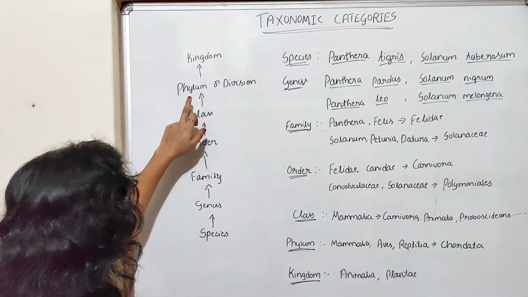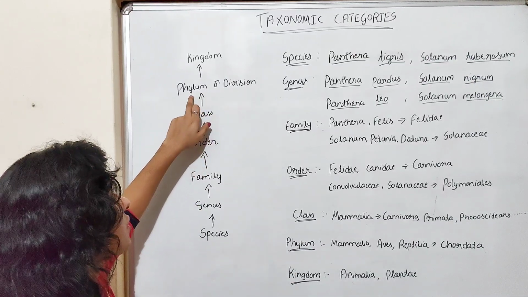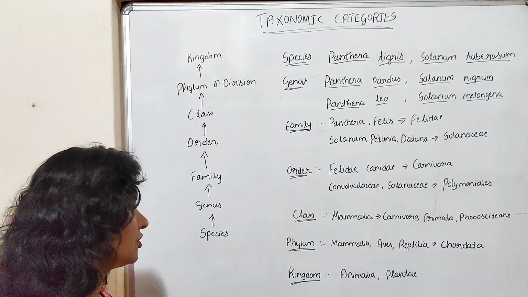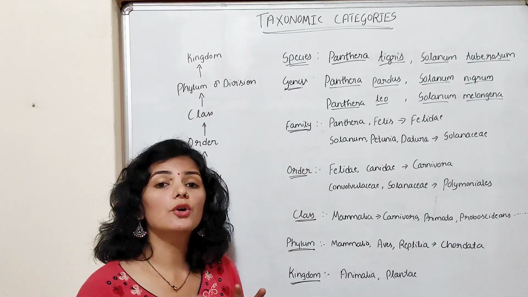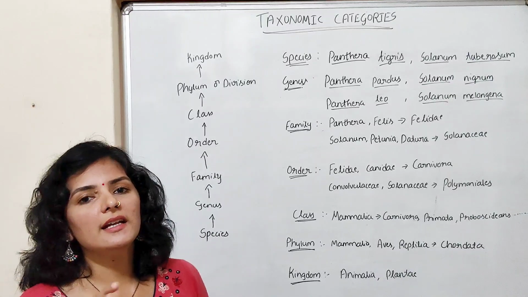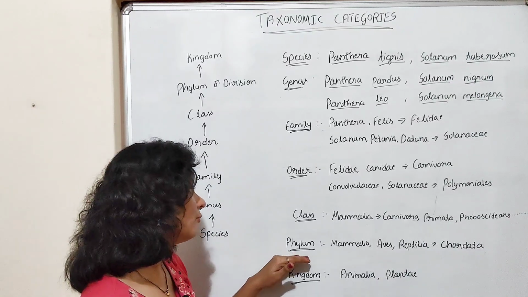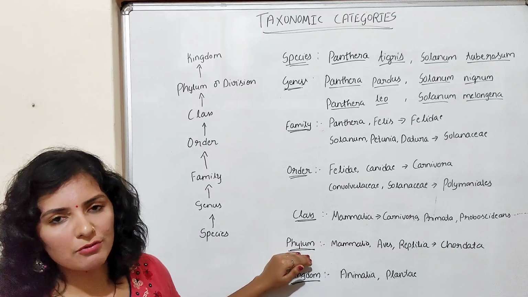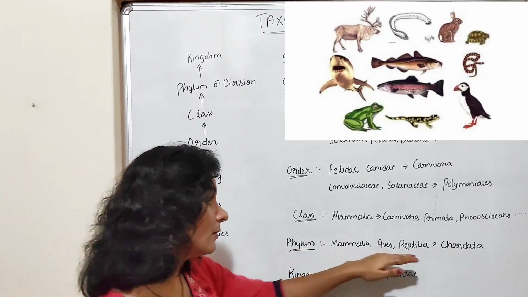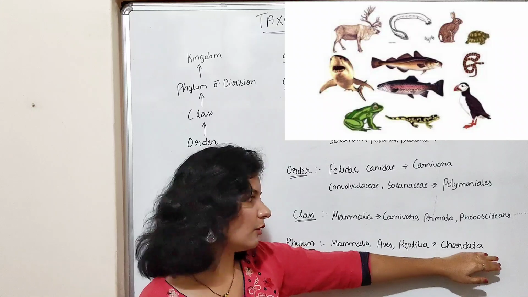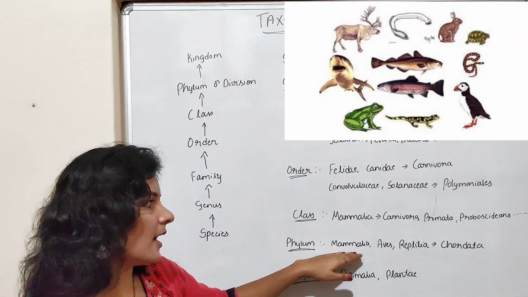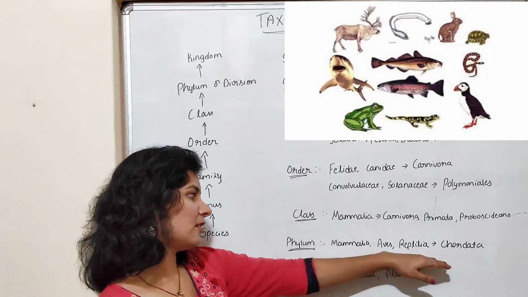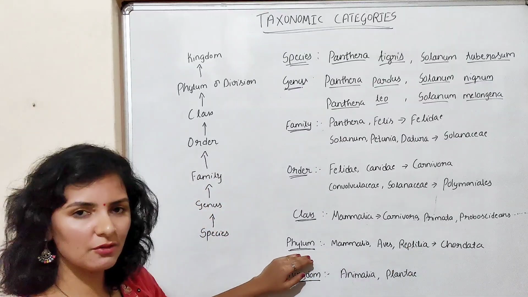Next higher category is phylum or division. It is called phylum in the case of animal, and in the case of plant it is called the division. So phylum consists of a group of related classes grouped together to form a phylum, and phylum shares very few common characters, the fundamental characters. The example for that is phylum Chordata, which consists of classes like class Mammalia, Aves, Reptilia, Amphibia, etc. Many such classes are placed under the phylum Chordata. So that is about the phylum.